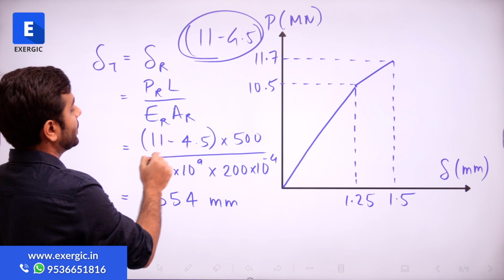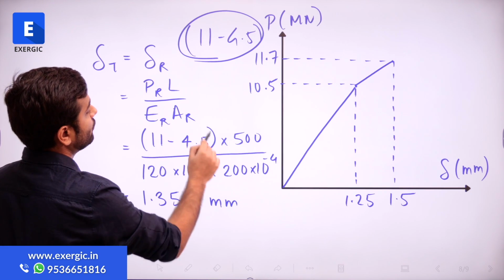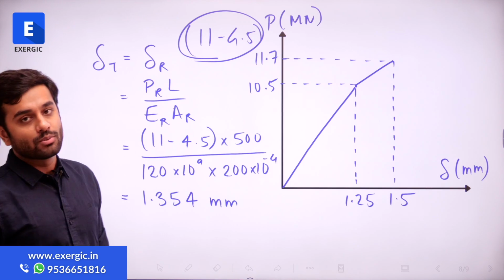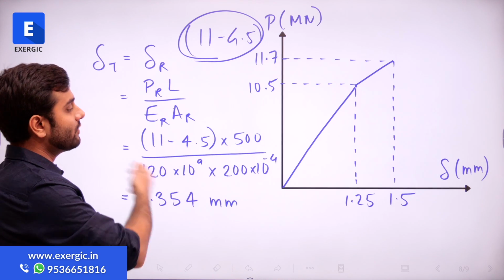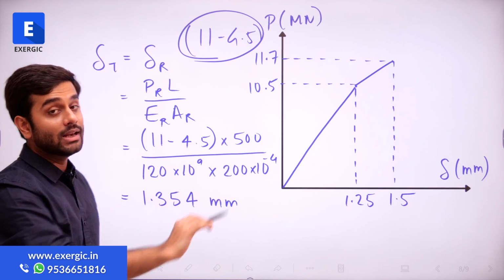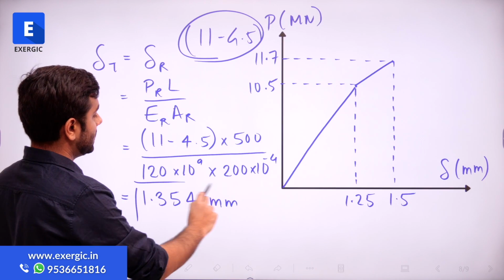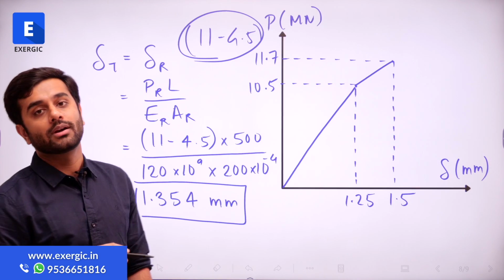So that value is going to come here. P is 11 minus 4.5. Then you just put in the values. The length is known to us, the Young's modulus is known to us, the area is given to us, everything is given. Then you just have to put in the values, taking care of the sign, and then solve it. You will get the answer as 1.354 mm.